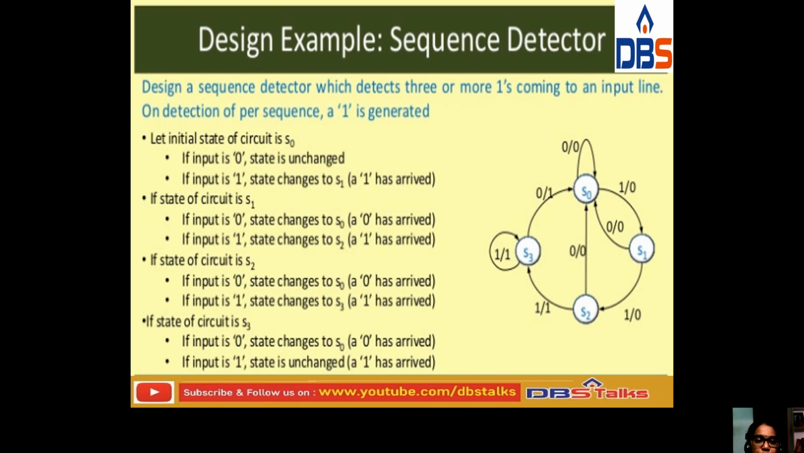If the state of the circuit is S3 and the input is 0, then the state remains at S3 itself. If the input is 1, the state is also unchanged. Just like that, this process will continue for as long as the inputs that we provide.